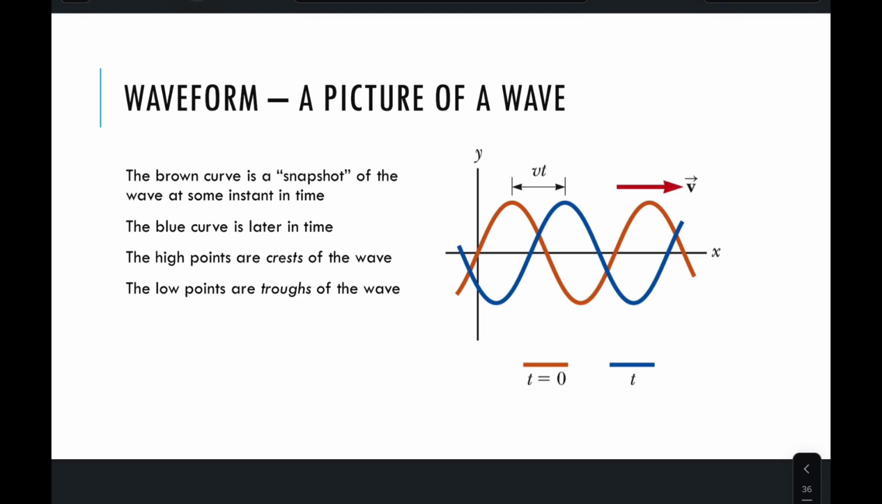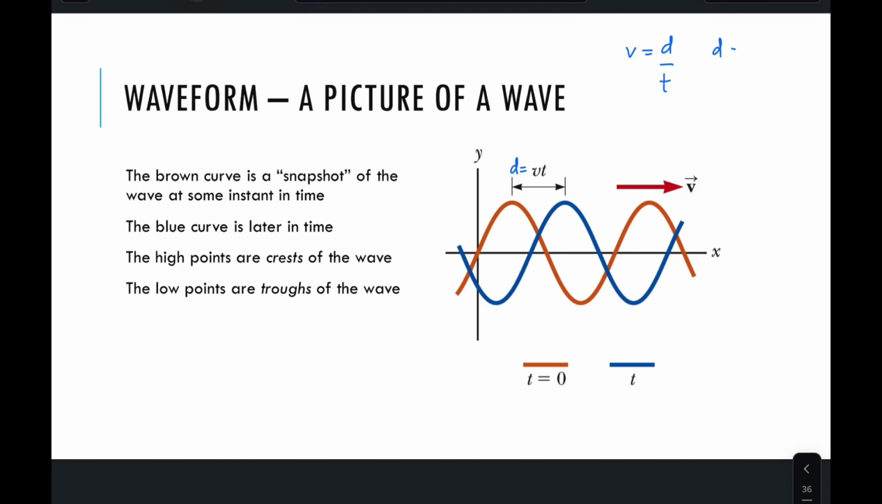Waveform: a picture of a wave that is in motion, or traveling wave. Let's say the brown curve here is a snapshot of the wave at some instant in time. The blue curve is at a later time, after t has passed. So this is at t equal to 0, and we have the brown curve initially. After some time has elapsed, or t becomes t, the wave is now in blue here, which means it has already traveled. How far has it traveled? This is the distance traveled by the wave, which is v times t, the speed times the time taken, because v is defined as distance traveled over time.